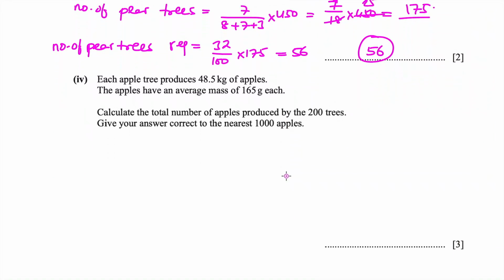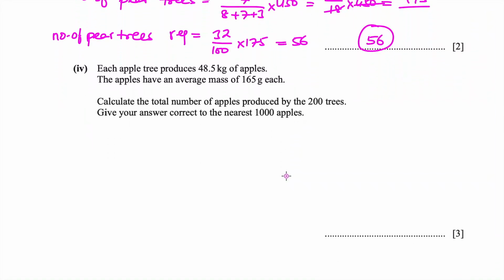Okay, let us go to the fourth part. Each apple tree produces 48.5 kg of apples. The apples have an average mass of 165 grams each. Calculate the total number of apples produced by the 200 trees.